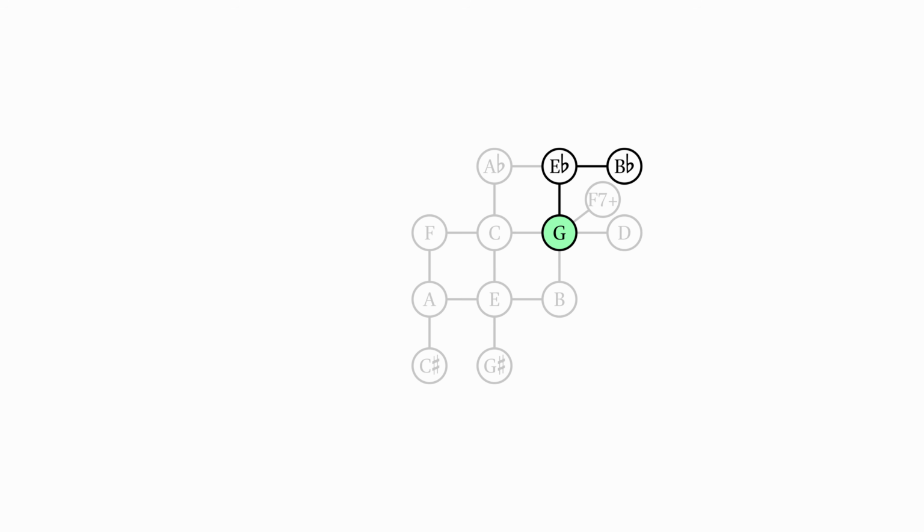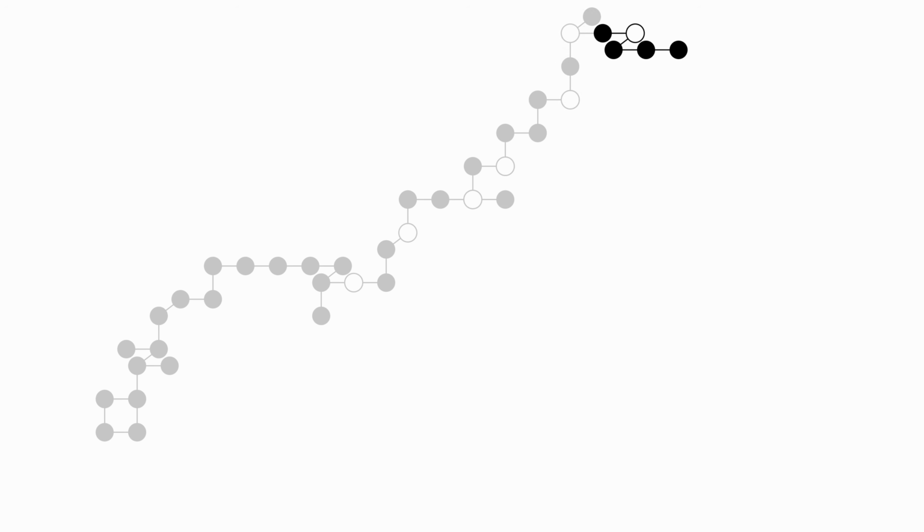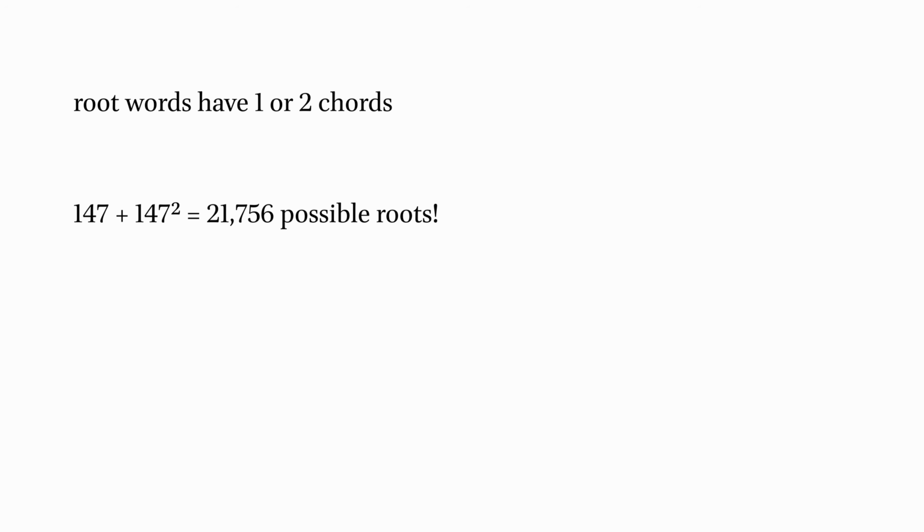So, now there are at least finite choices for the next chord at any given time, though given a long enough time span, you could wander pretty far in the grid. Now that we have something resembling a phonology in place, let's come up with some meanings. Let's say our root words can be 1 or 2 chords long. With 147 chords, that's over 20,000 possible roots, which is plenty for our purposes.